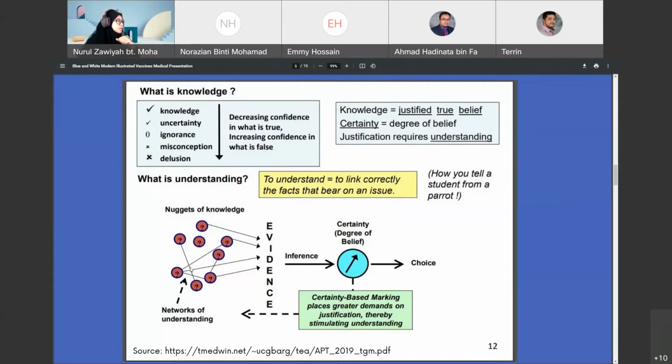Okay, so these are the nuggets of knowledge, what they get from our classes, our tutorials, our labs, and so on. And they create a network of understanding. And then when we give them tests or quizzes, they need to be sure of their own certainty on that knowledge, and then make a choice. Right? So CBM places greater demands on justification, thereby stimulating understanding.